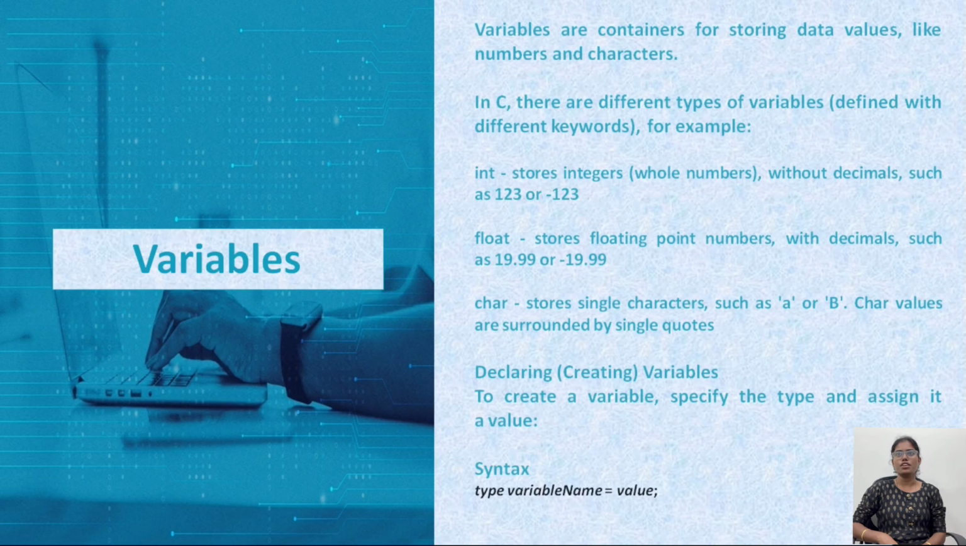Variables are containers for storing data values like numbers and characters. In C, there are different types of variables defined with different keywords, for example int, float, char. To create a variable, specify the type and assign it a value.